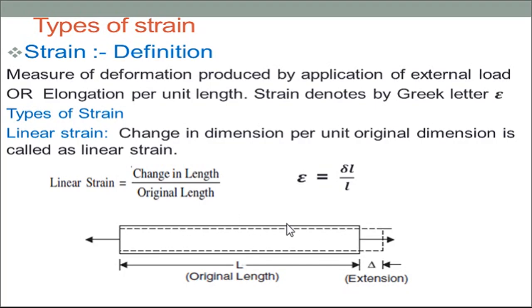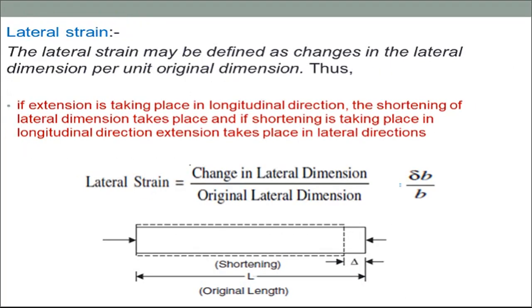So you can see in this particular figure, there is an original uniform cross sectional bar whose original length is L, and after application of the load or after application of the pull on both sides there is extension. So a particular amount of extension is produced after application of the load. After that, the second type is the lateral strain. The lateral strain may be defined as a change in the lateral dimension per unit original dimension.